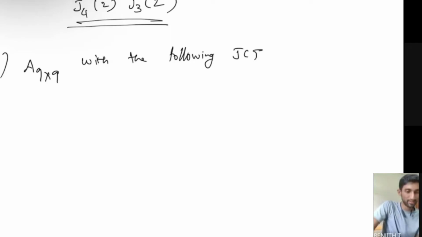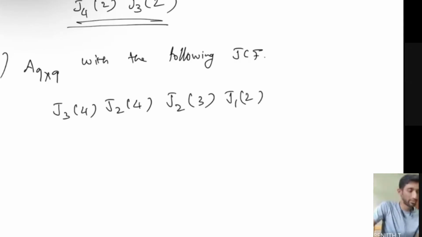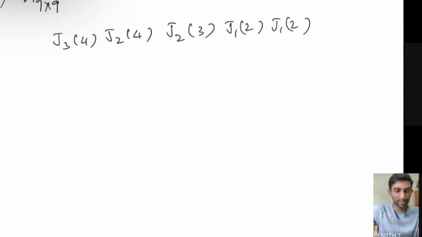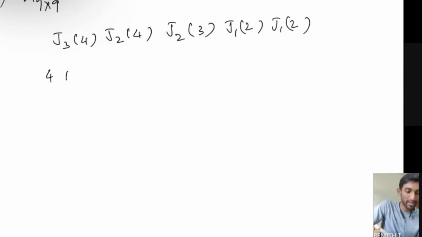So you have a 9 by 9 matrix A of the following form, following the Jordan canonical form. I am writing J3 of 4, J2 of 4, J2 of 3, J1 of 2, J1 of 2. I hope everybody now got what the notation means. J3 of 4 means there will be a 3 by 3 block with eigenvalue 4. That means 4, 1, 4, 1, 4, and the rest of the part is 0.